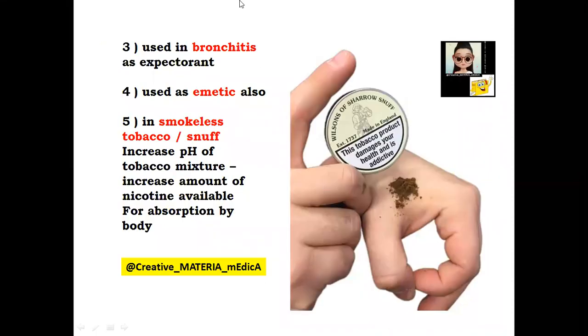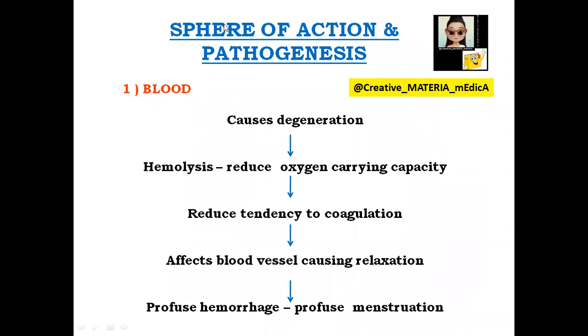Now it is used in bronchitis as an expectorant. It is used as an emetic in smokeless tobacco or snuff. It increases the pH of the tobacco mixture, so it increases the amount of nicotine available for absorption by the body. Now the sphere of action and pathogenesis.